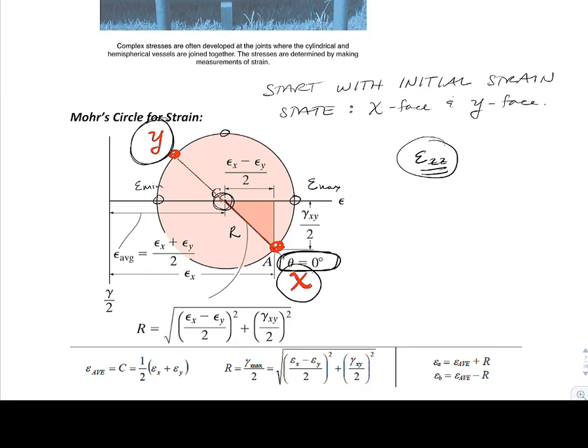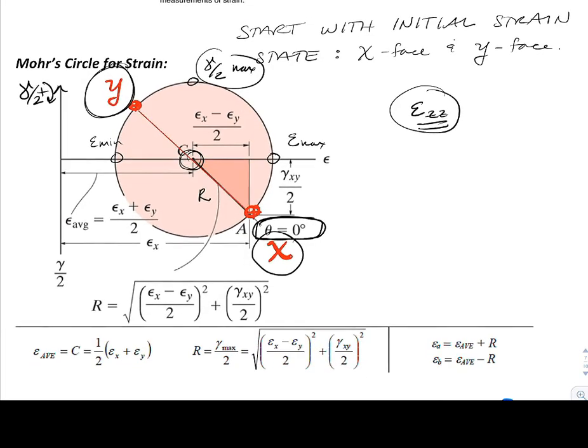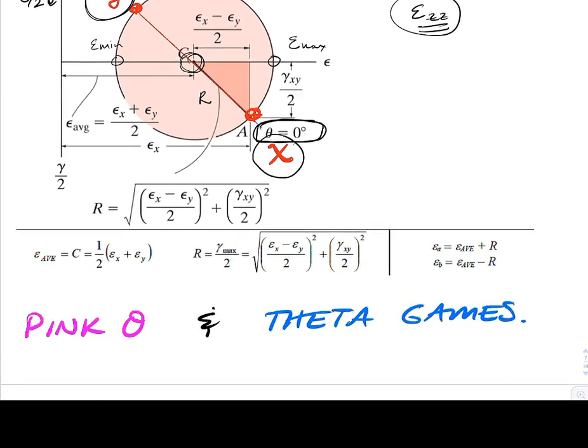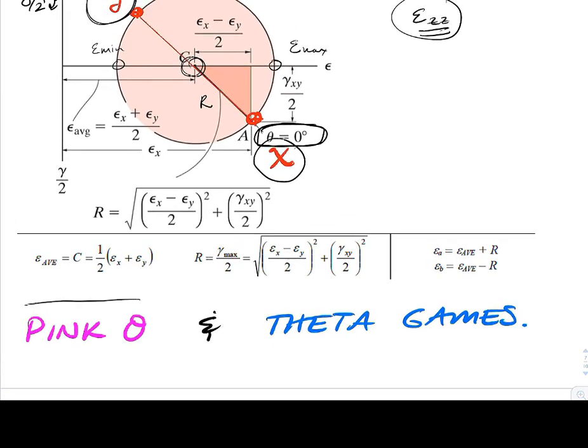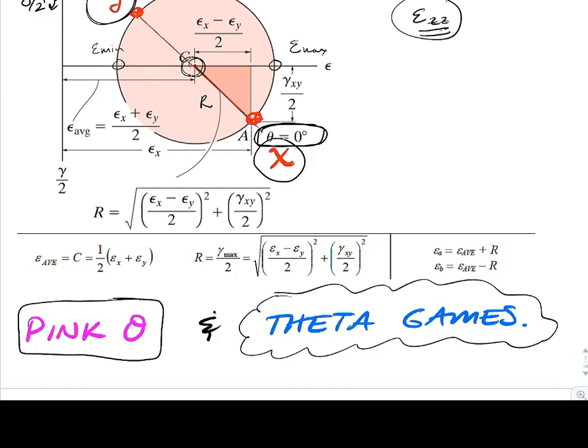Up here on the top, this would be gamma over 2 max. Just remember this is going to be gamma over 2 with clockwise positive. So all these Mohr circle equations come in very nicely for us in our ability to do these problems. Then we also use our theta, any initial angle, and from that we just run some theta games to solve for theta p, theta s, or to do a prescribed rotation.